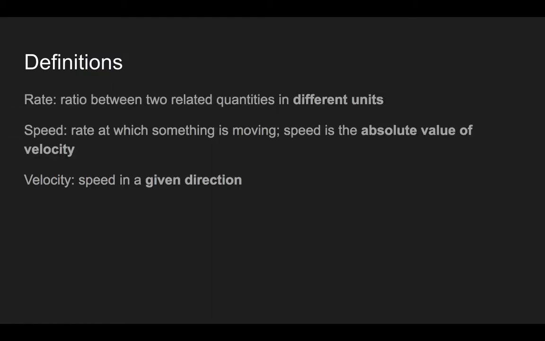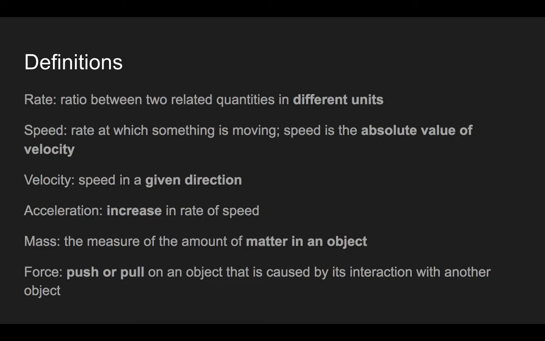So, the definitions we're going to need for this lesson. First is rate, which is a ratio between two related quantities in different units. Speed is the rate at which something is moving. Speed is the absolute value of velocity. Velocity is speed in a given direction. Acceleration is the increase in rate of speed. Mass is the measure of the amount of matter in an object. And a force is a push or pull on an object that is caused by its interaction with another object. Notice that I bolded some of the most important words in each definition.